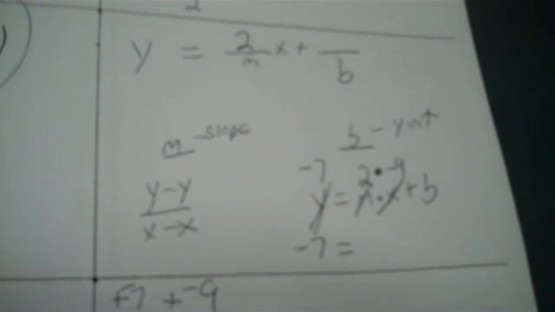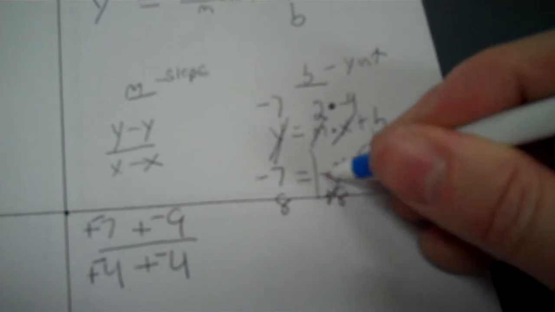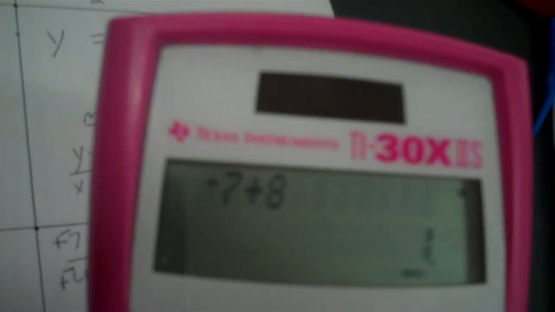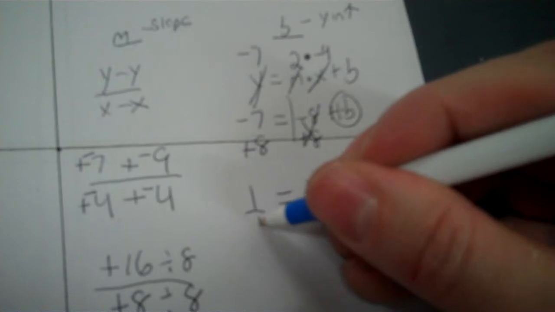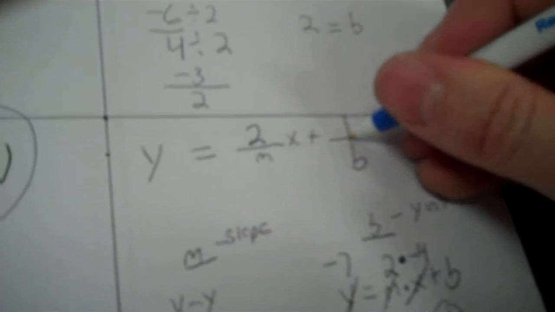On this side I take 2 times -4. It's -8 plus b. The wall goes up, 1 dot circle. You've got a -8, so we add +8 and +8. -7 plus 8 is going to be 1. Then divide by 1, divide by 1. 1 divided by 1 is 1. That's b. y equals 2x plus 1.